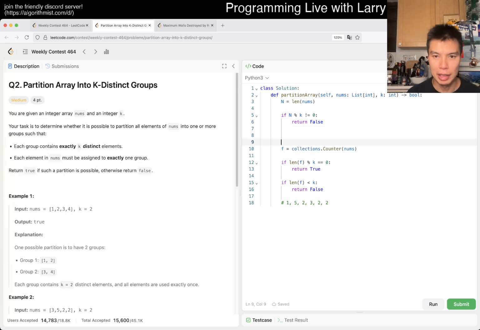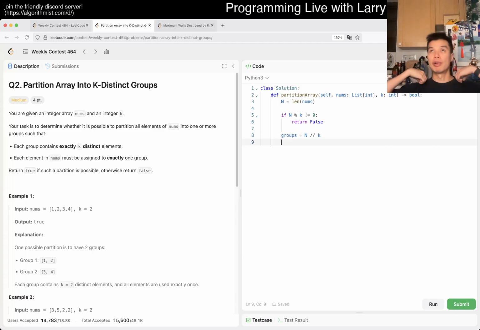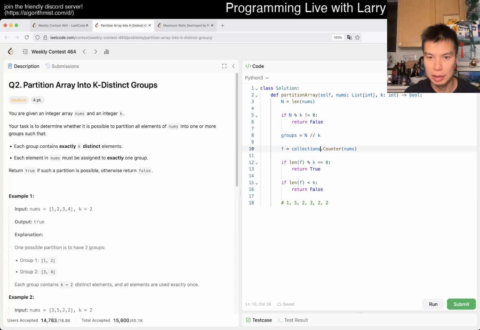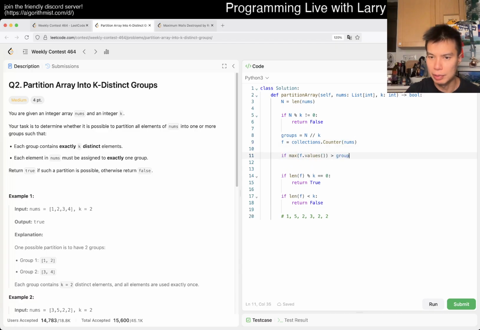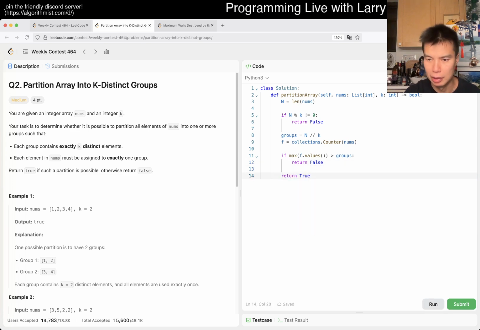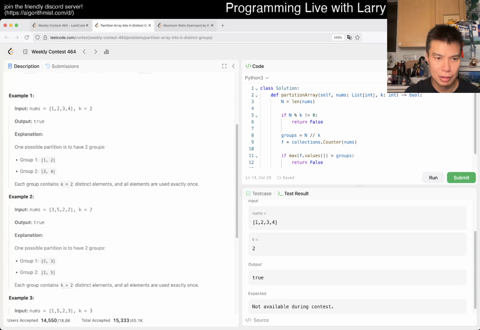You know, otherwise, groups is equal to n divided by k, right? And then how do you separate them out? Yeah, I mean, okay, there is the other thing of just this. I think that's it though, right? Like if this is the case, then if max of f dot values is greater than groups, then we return false. Then otherwise you don't need to construct it explicitly, right? Is that the thing? True.